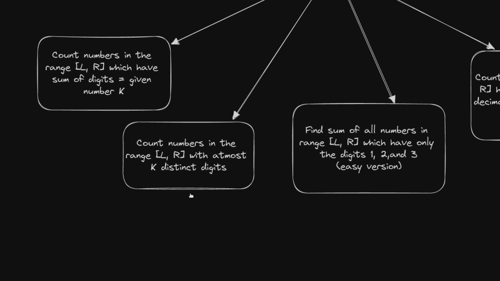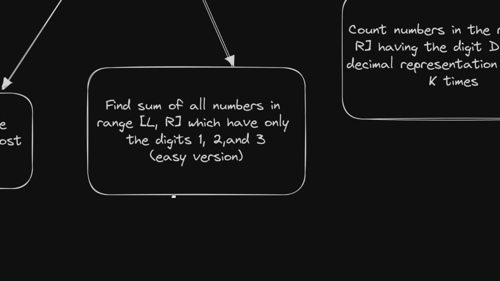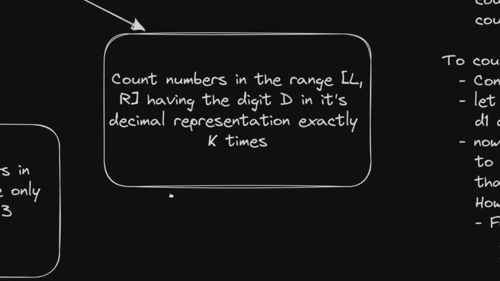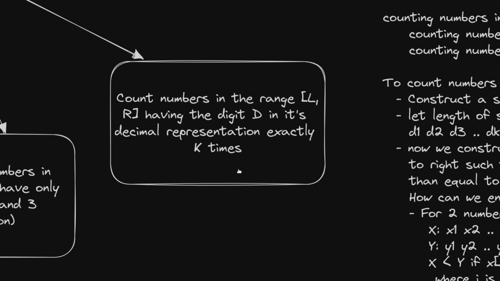So let's say this is the new problem, and I will just tell you what all states will be required for solving this. Count numbers in this range having the digit d in its decimal representation exactly k times. For now I will assume that d is positive, because considering the leading zeros is a different and non-trivial use case which you need to think of first.